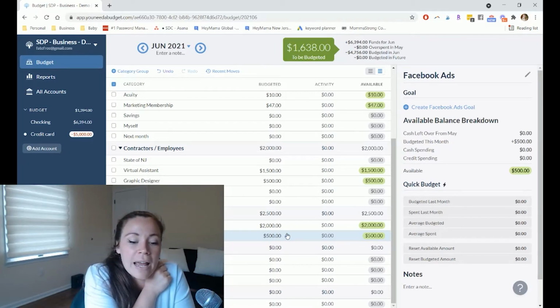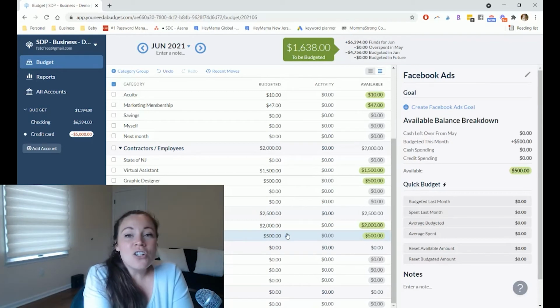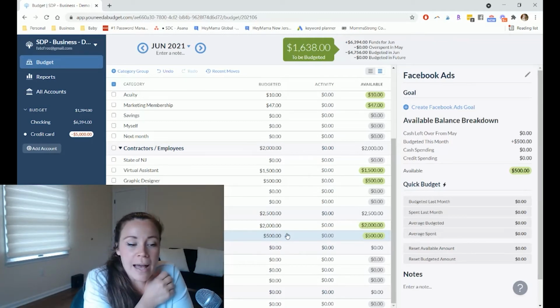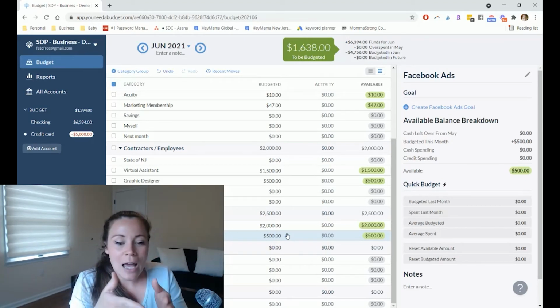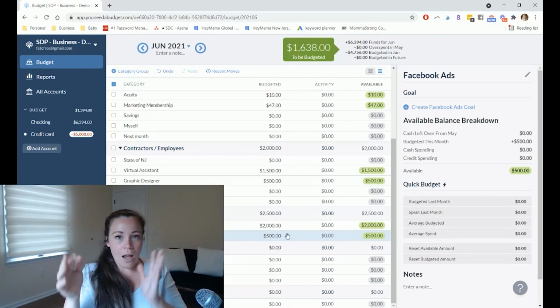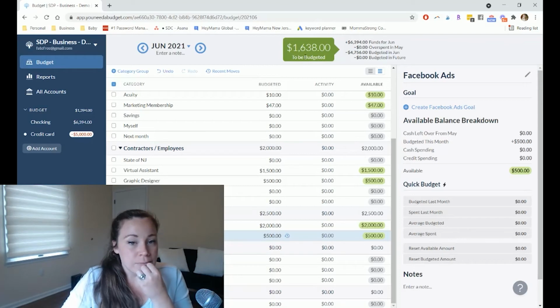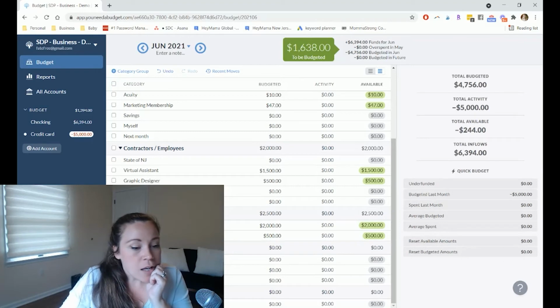Now, what I have to make very clear with myself is I have to know what I'm spending every month. I have to know that I pay for a virtual assistant, I pay for a graphic designer, I pay for Facebook ads and the business coach. See how important it is to know exactly how much you're spending every single month. So this is really important that you have this stuff broken down, because now we can see, all right, I have all that money coming into my account. I'm left with $1,638. So these are all my expenses going out, right?